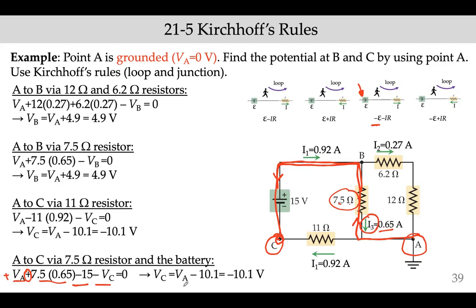Again, solve for VC. VA minus 10.1. VA is 0 because it's grounded. That's the definition of grounding. And then from here, you find, again, VC is equal to negative 10.1 volts. So it's a good idea to do all of these exercises on your own to get used to it, to get the skills of problem solving in this subject.